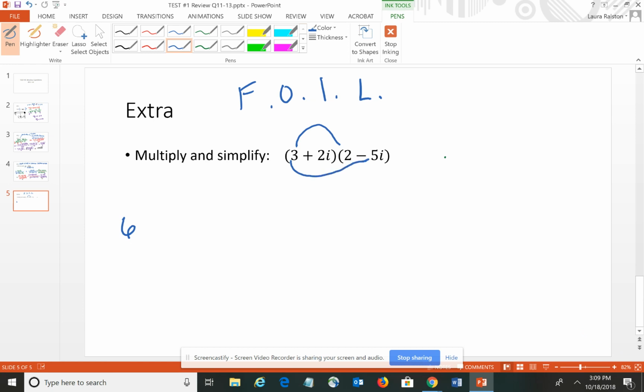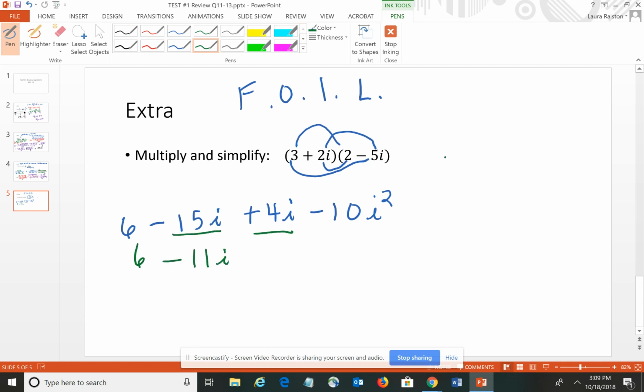3 times minus 5i is minus 15i. 2i times 2 is plus 4i. 2i times minus 5i is minus 10i squared. Now, we do definitely need to go back and combine the like terms. So I have 6 minus 15 plus 4 is minus 11i, minus 10i squared.